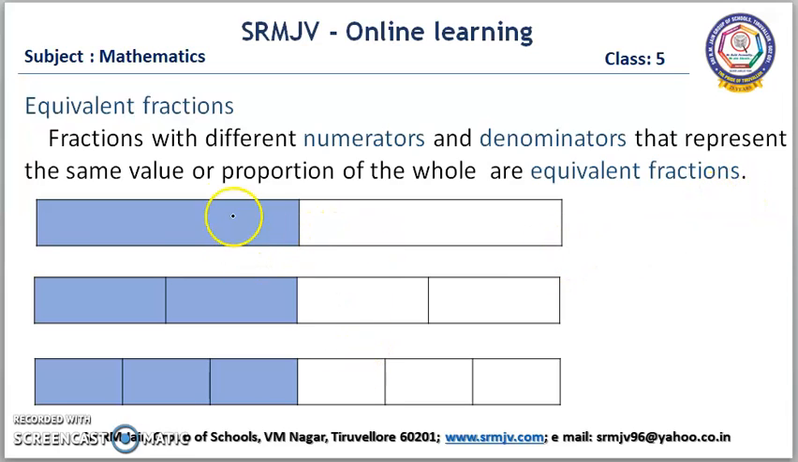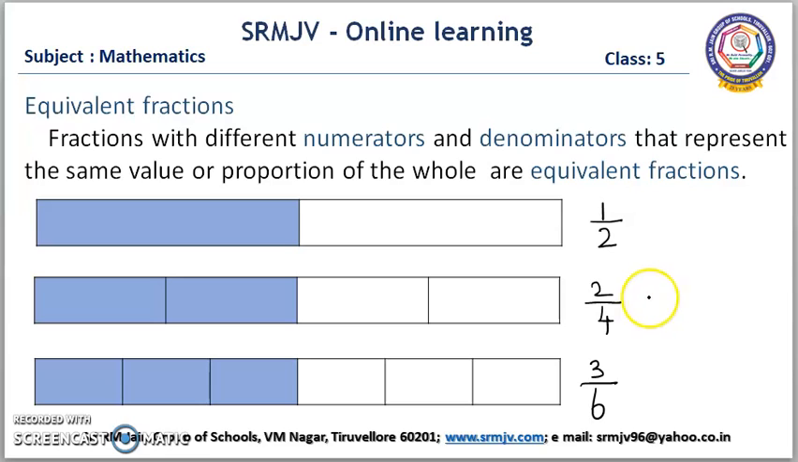See the pictures. What is the fraction of the first picture? 1/2, isn't it? Out of two equal parts, one part is colored. What is the fraction for the second one? That is 2/4. What is the fraction for the third one? That is 3/6. Now, these are fractions with different numerators and denominators, but they are representing the same part, isn't it?